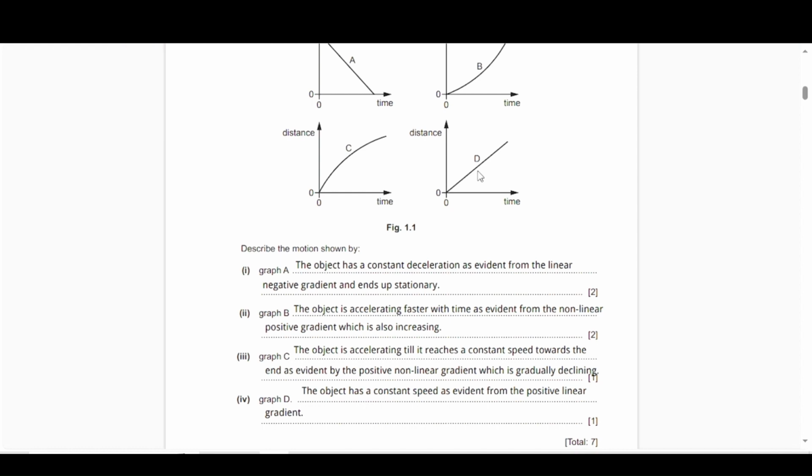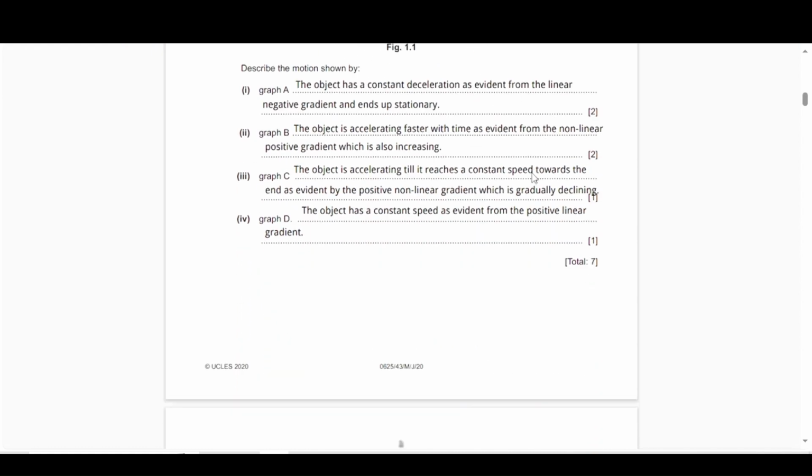So positive means moving away from the source. Linear means it's a constant gradient, which means it's got a constant speed. So that's what that means. It's a nice and easy question.